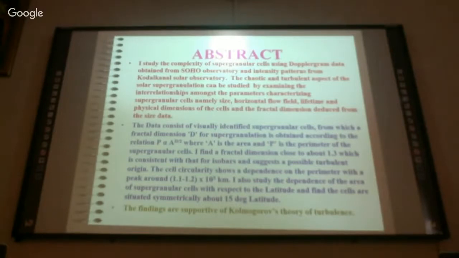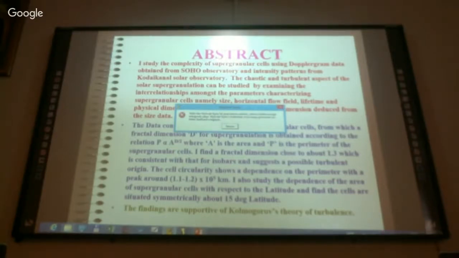The chaotic and turbulent aspect of the solar supergranulation can be studied by examining the interrelationships amongst parameters such as the length scale, horizontal flow velocity, lifetime, and the physical dimensions of the cells such as the fractal dimension, area, perimeter. The data consists of visually identified supergranular cells for which the fractal dimension D is obtained according to the relation P proportional to A^(D/2), where P is the perimeter, A is the area of the cell, and D is the fractal dimension of the cell.